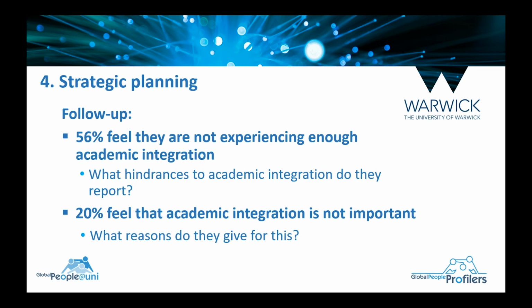So from a strategic planning point of view, we would want to follow up with this and ask questions like, that 56% that feel they are not experiencing enough academic integration, what are the hindrances they're experiencing? Can we find out more? 20% feel that academic integration is not actually important. What are the reasons for this?